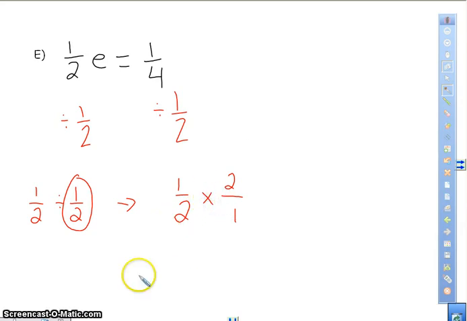So if I think about my cross-reducing here, these are both cross-reduced to 1. I would divide by 2. And you're left with just 1/1 or 1. So that does leave me with just e. So that cancels out to e.